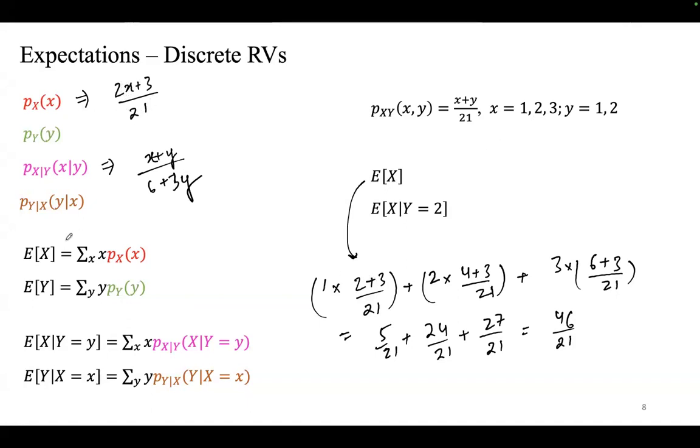Now you're summing up over values of x, right? So you'll take x is equal to 1, x is equal to 2, x is equal to 3, and this is what we are solving here. And this is what we'll get: 46 by 21, which is 2 point something. So it's in this range, right? That's important. Okay. All right. So that's the first part.